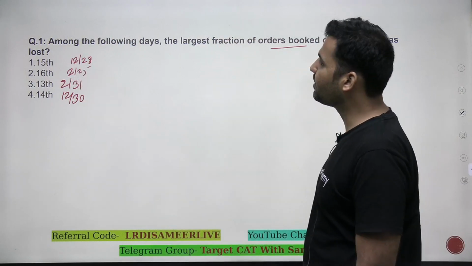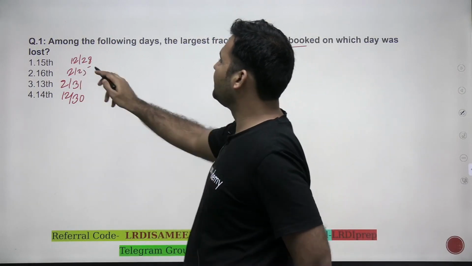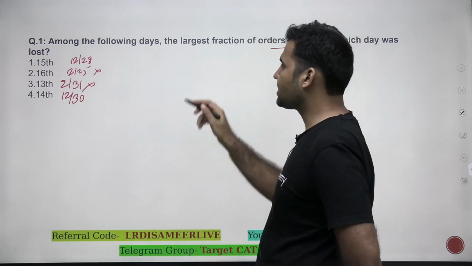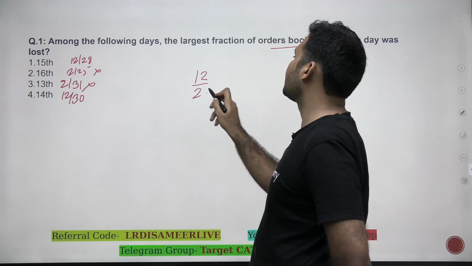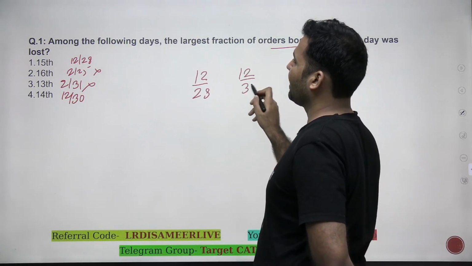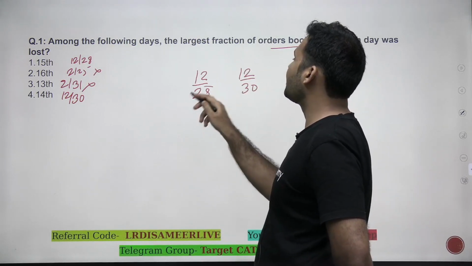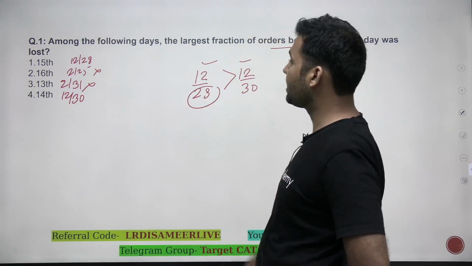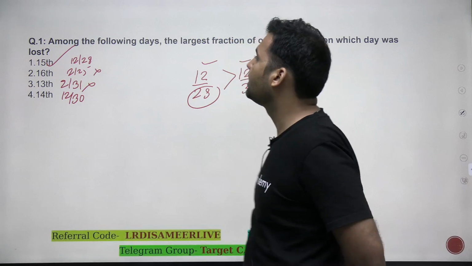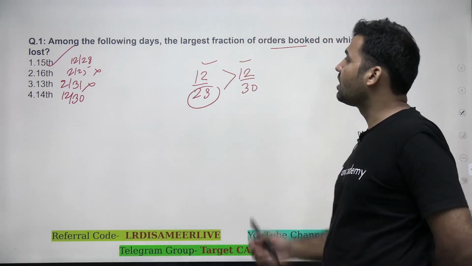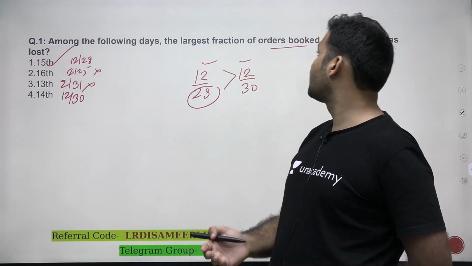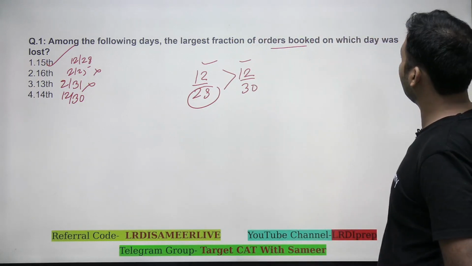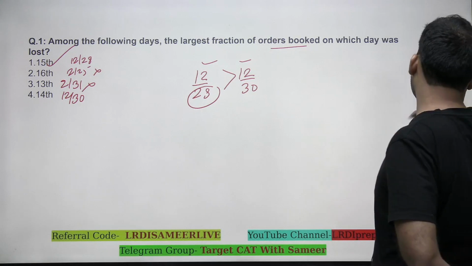So if I have to compare the fractions, I can see that these are straight away eliminated. The fight is only between two fractions, that is 12 by 28 and 12 by 30. Again, there's no fight. The denominator here is smaller, so this value will be more than this. Numerator is the same, but the denominator is smaller here. So the number of orders lost as a fraction of total orders booked is highest on 15th. Right, 15th is the right answer.